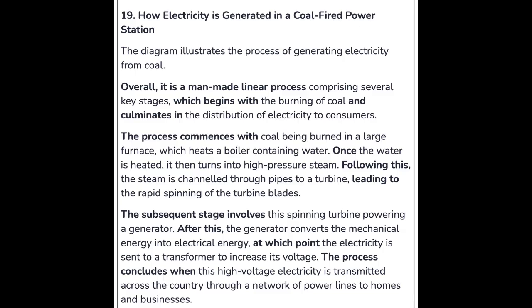19. How electricity is generated in a coal-fired power station. The diagram illustrates the process of generating electricity from coal. Overall, it is a man-made linear process comprising several key stages, which begins with the burning of coal and culminates in the distribution of electricity to consumers.